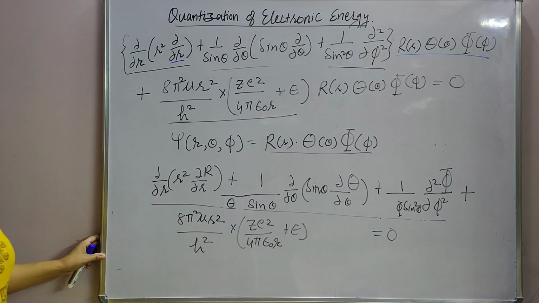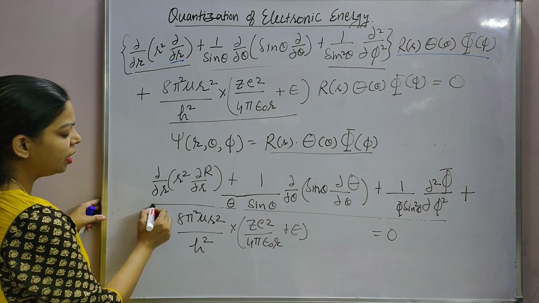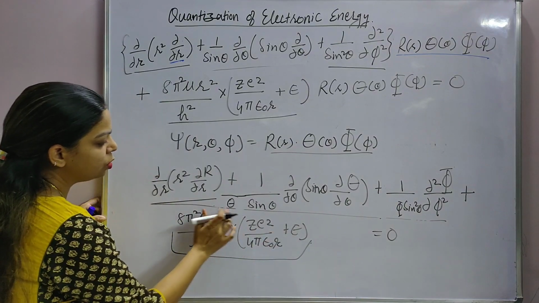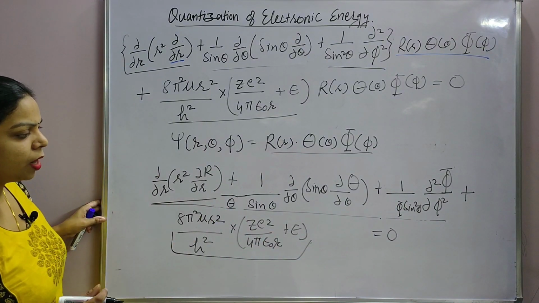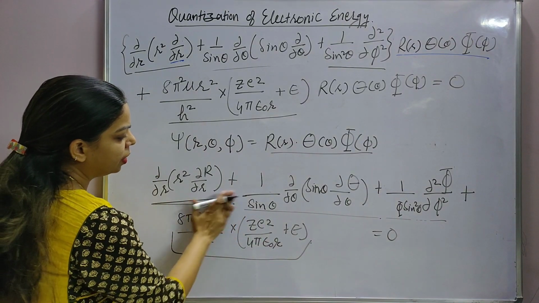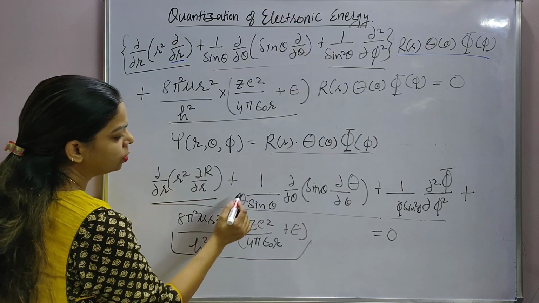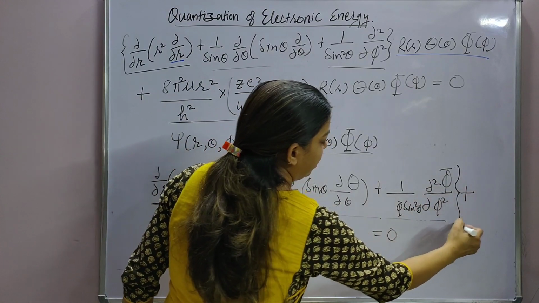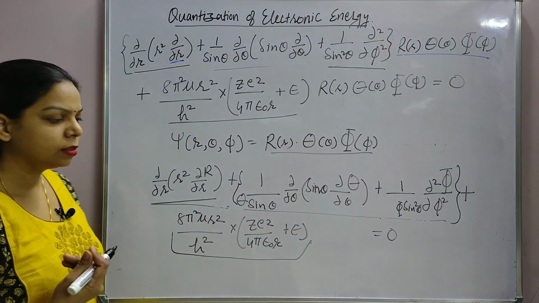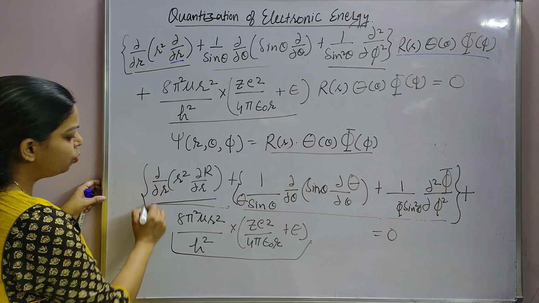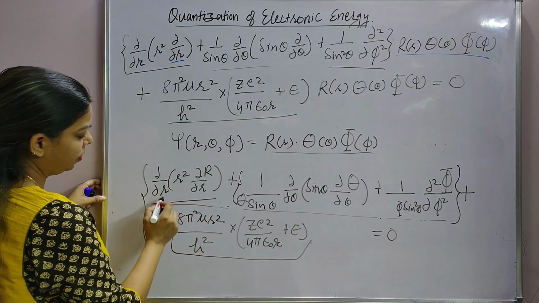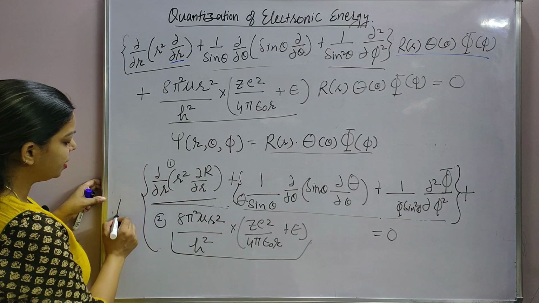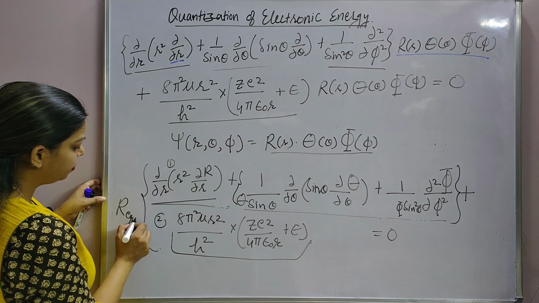Right. So in this term we have r and here also r. So these two terms will be in terms of r only. Here we are left with theta and phi, so that equation we will treat separately. Alright. So these two terms, this first and this second, represent our radial equation.